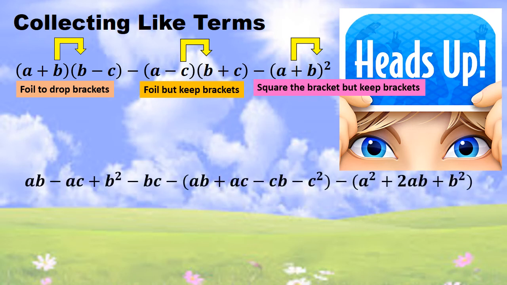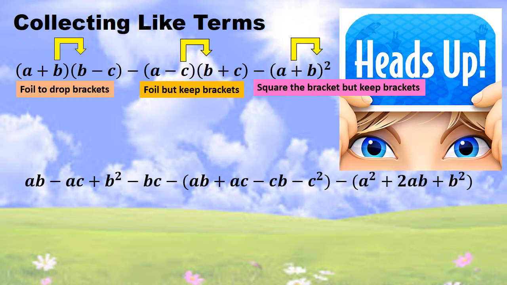Okay, so let's quickly have a look. If you FOIL the two brackets, you get a times b is ab minus ac plus b squared minus bc, minus, keep your brackets, FOIL out the third and the fourth bracket. So you're going to get ab plus ac minus cb minus c squared, minus, again, keep your brackets.